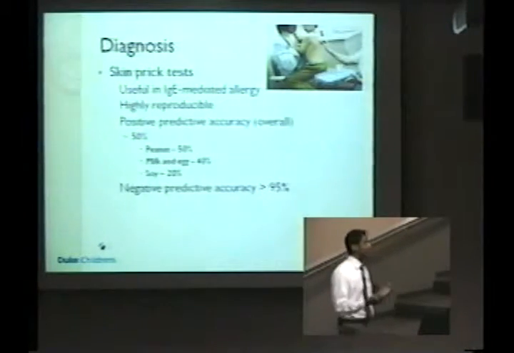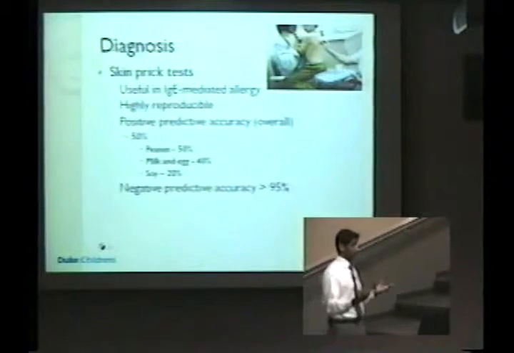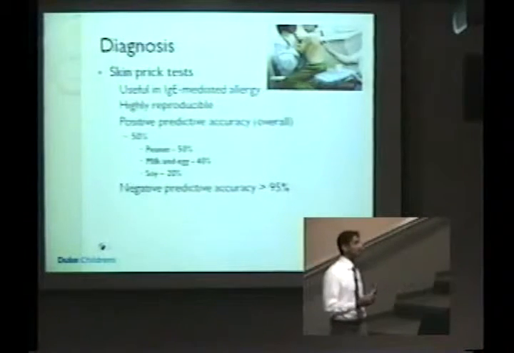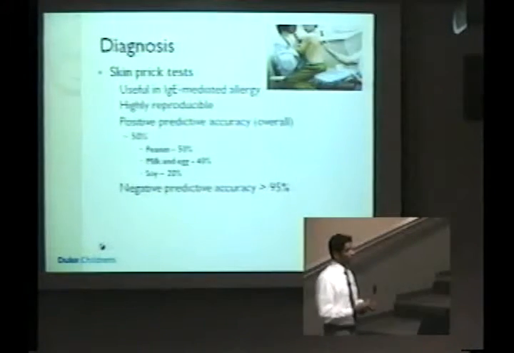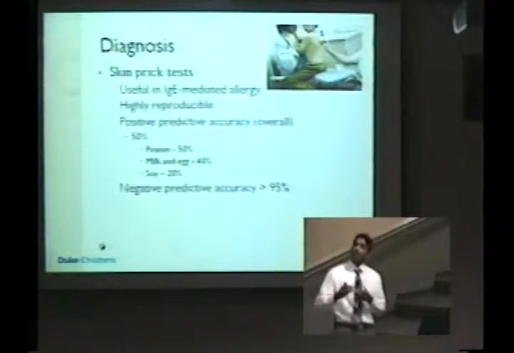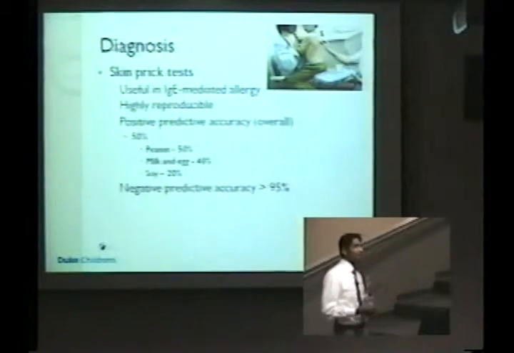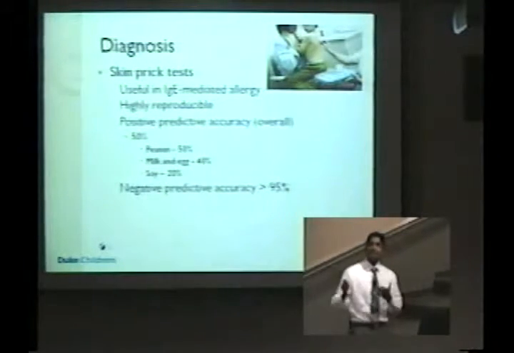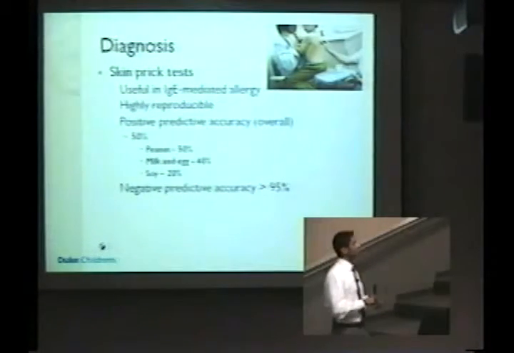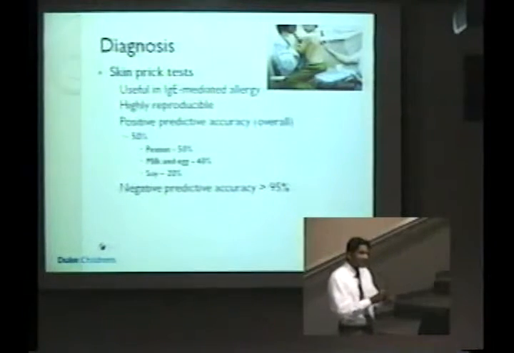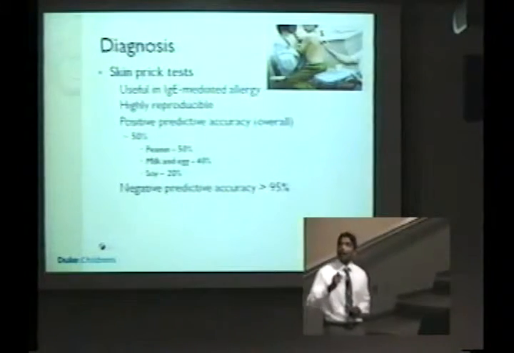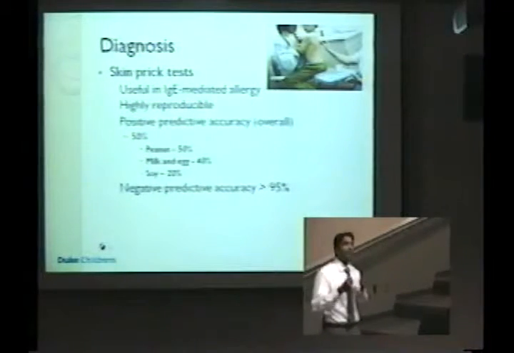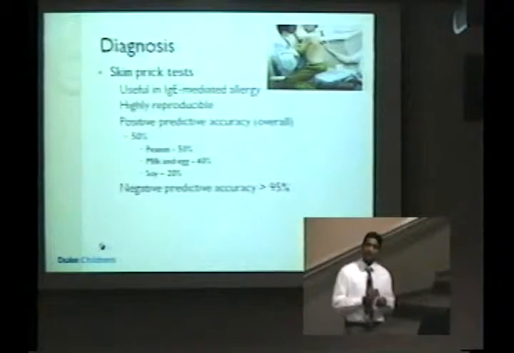It's very useful in the IgE-mediated food allergy, which is why we're all here today. It's highly reproducible, and it has an okay positive predictive value. What does that mean? Well, if someone has a positive skin prick test to peanut, there's about a 50% chance that they're actually allergic to peanut. Where it's really, really useful is its negative value. If someone has a negative skin prick test, their skin doesn't hive up, that accuracy is greater than 95%. We're 95% sure that they're not allergic to peanut if that skin prick test is negative.